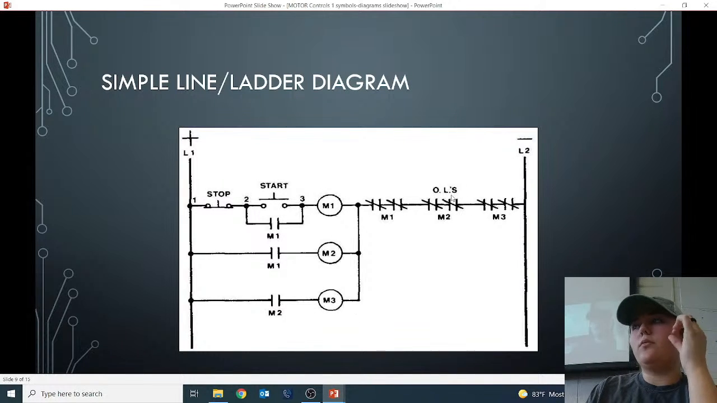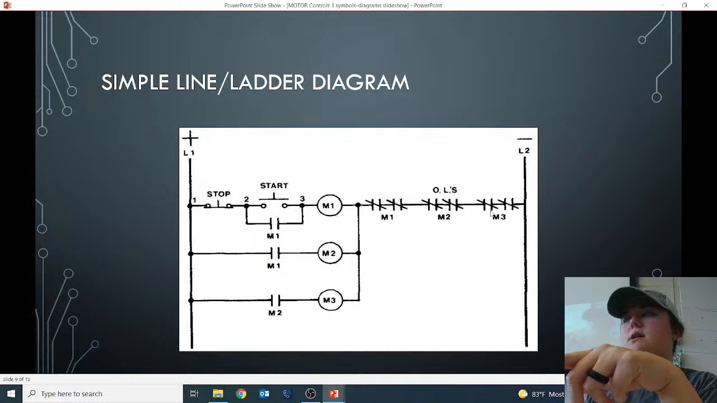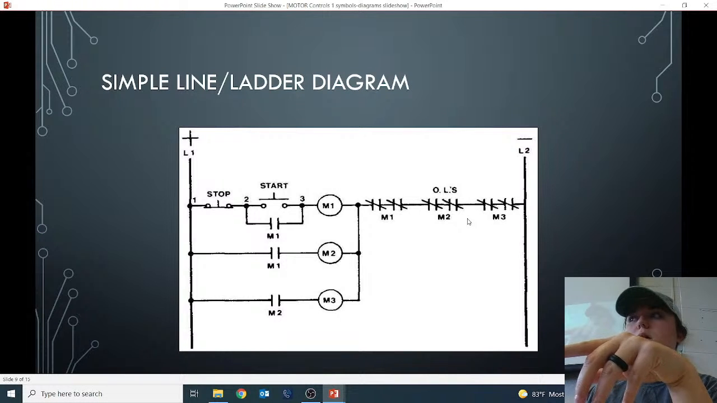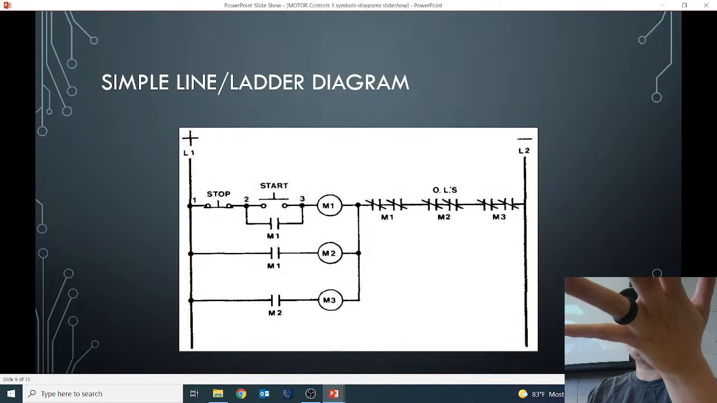Now over here, what do you think this is, Dylan? These over here, that says OLs. Yeah, all those are closed. They're normally closed, right? So what would that tell you? If they're normally closed, they're overload protection. They're relays, right? So they're normally closed, so that way, if they were to trip, they would become normally open. It would break the circuit, right?